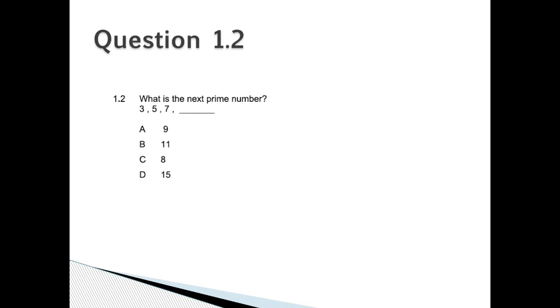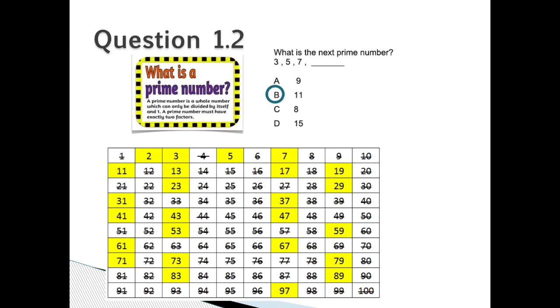Question 1.2. What is the next prime number? 3, 5, 7, then? Is it A 9, B 11, C 8 or D 15? A prime number is a whole number which can only be divided by itself and 1. A prime number must have exactly 2 factors.